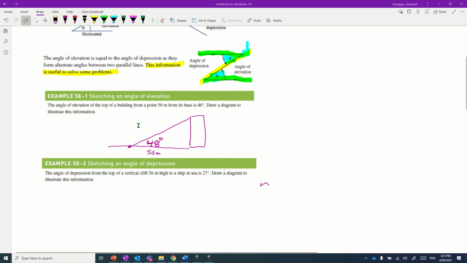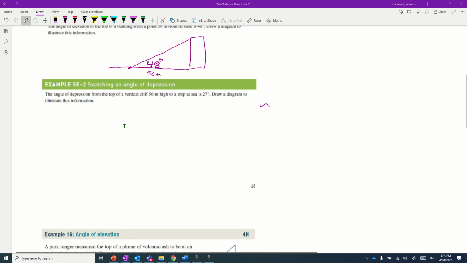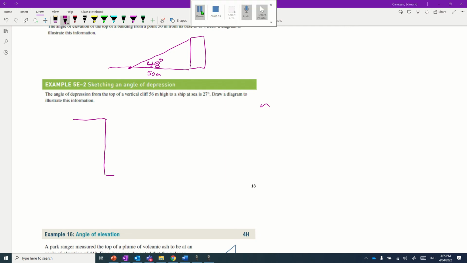So that's what my diagram could look like for that one. Having a look at my next one, sketching an angle of depression. The angle of depression from the top of a vertical cliff 56 meters high to a ship at sea is 27 degrees. Draw a diagram to illustrate this. Okay, so my cliff perhaps is going to look like this. There's my cliff, and now I'm going to have a sea.